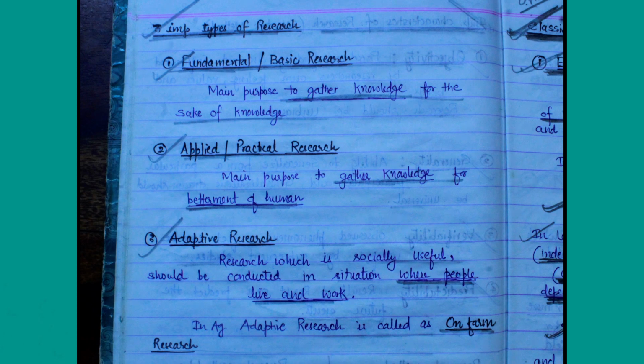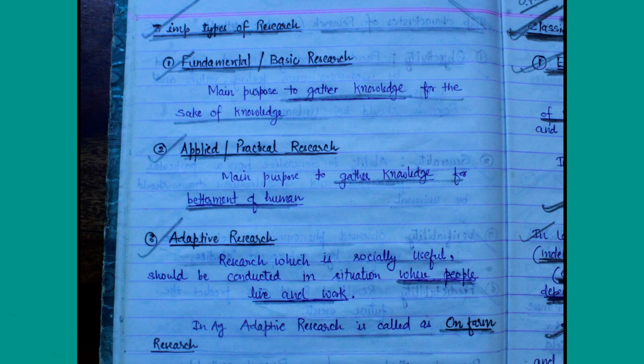Then adaptive research. Adaptive research is where research which is socially useful should be conducted in the situation where people live and work. On-farm research, right? Adaptive research. So the research which has come up from basic science or practical research, you are now modifying, customizing the conclusions of that research so that they suit a particular area, a particular problem, according to the local resources of that village.